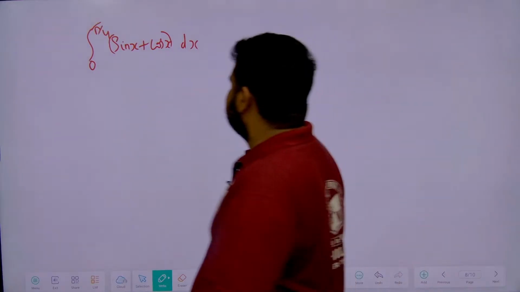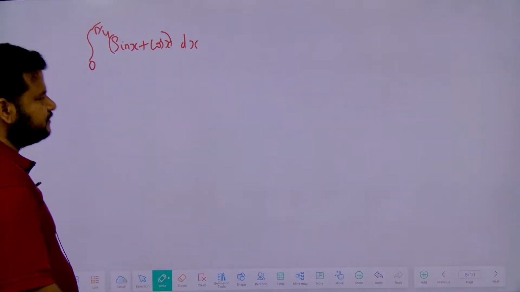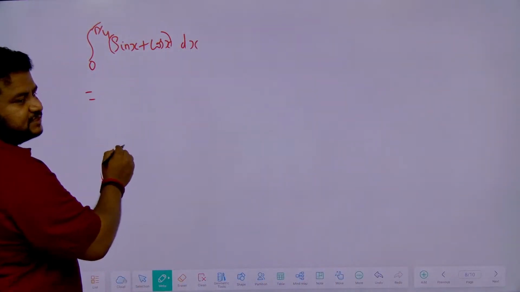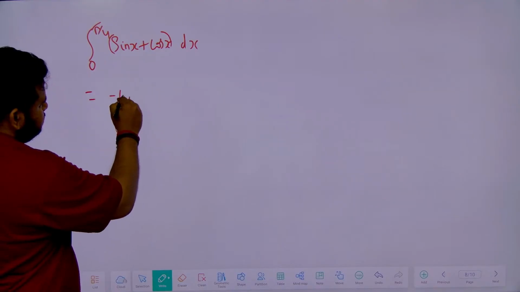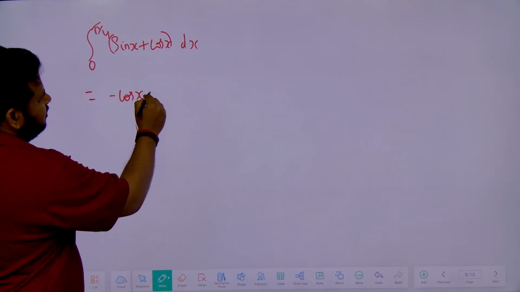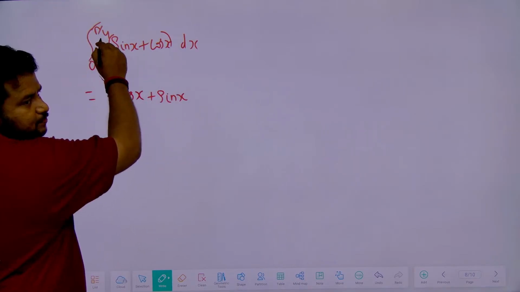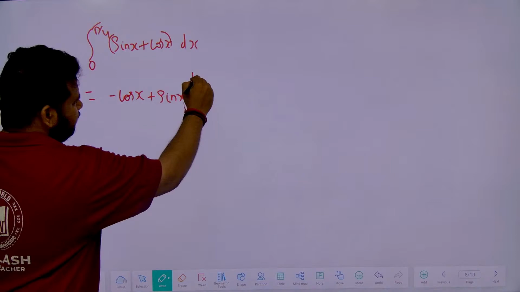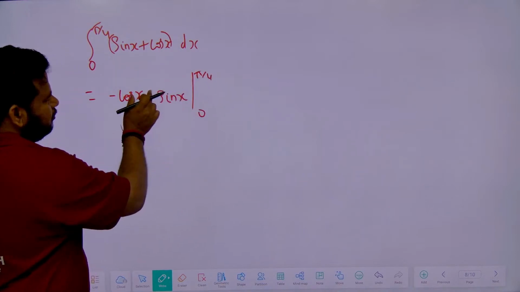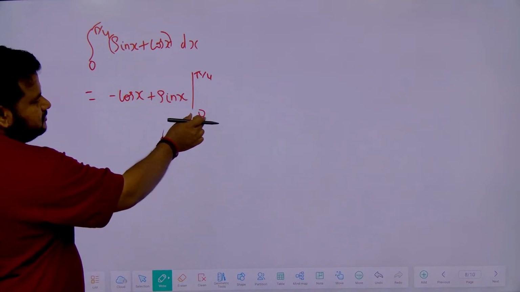Integral from 0 to pi by 4 of sin x plus cos x dx. First we have to integrate this. Integral of sin x is what? Minus cos x, plus integral of cos x is what? Sin x. Now they have given these limits 0 to pi by 4. What you should do? You write pi by 4 as the upper limit and 0 as the lower limit.